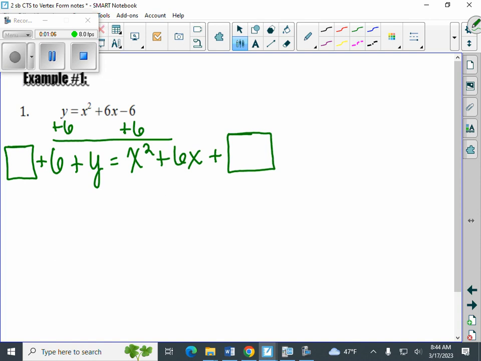So now what's going to happen is we're going to look in front of the box. So we've got that 6x. We're going to take the 6, including its sign, so it's positive 6, divide by 2, and square. And if we add that number to the right side, we need to add that number to the left side. 6 divided by 2 squared.